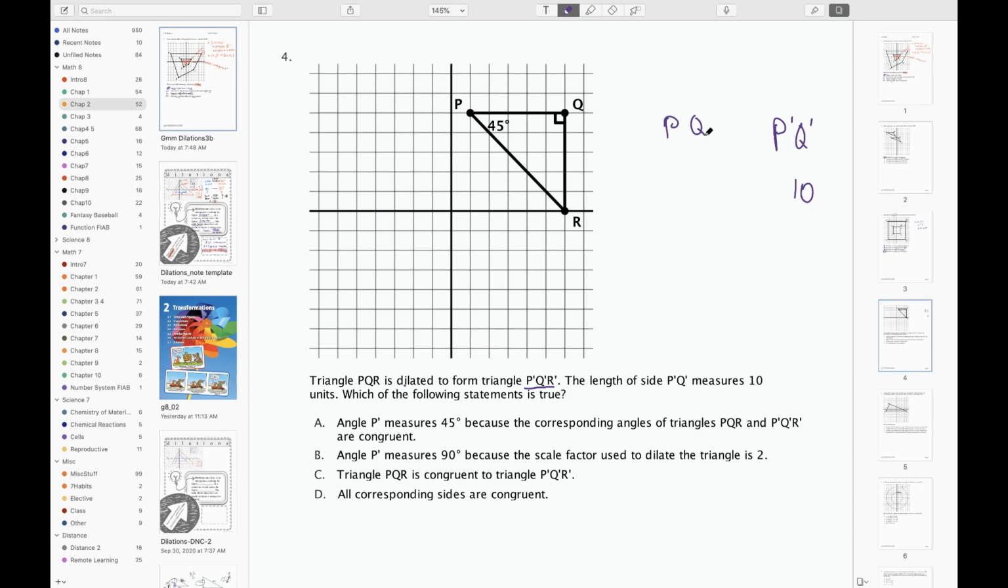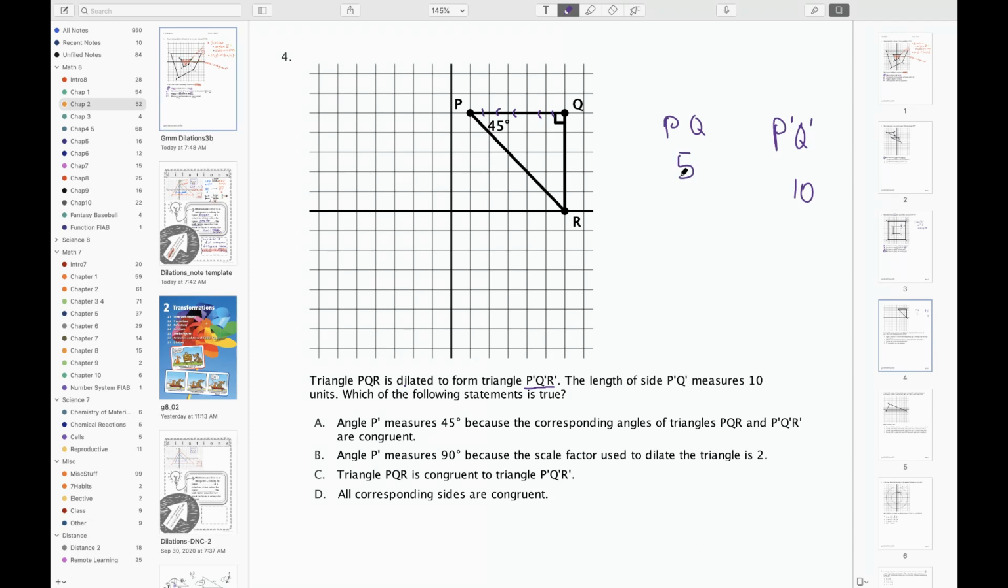So I'm just thinking, I don't even know what it's asking. So that means that the original, what would the original be? I don't know. It just says it's dilated. So we don't know what that's going to be. 1, 2, 3, 4, 5. Oh, it's 5. So we know there's a scale factor of 2, right?